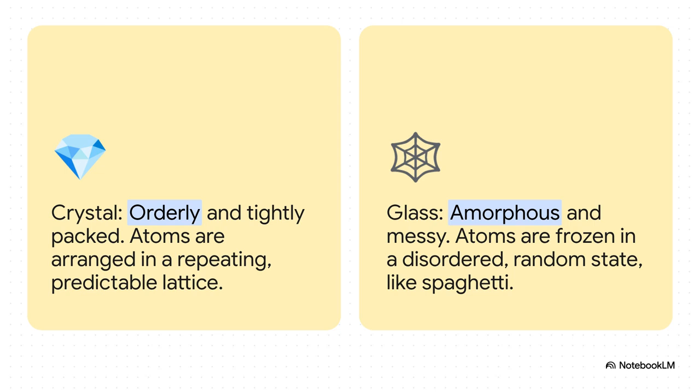It's orderly, it's efficient. Then, on the other hand, you have glass. In glass, the atoms are what we call amorphous. They're just frozen in a jumbled, disordered, totally random state, like a tangled mess of spaghetti. Same atoms, same bonds, but a completely different architecture. And that architecture is everything, as we can see in one of the strangest objects in all of science.